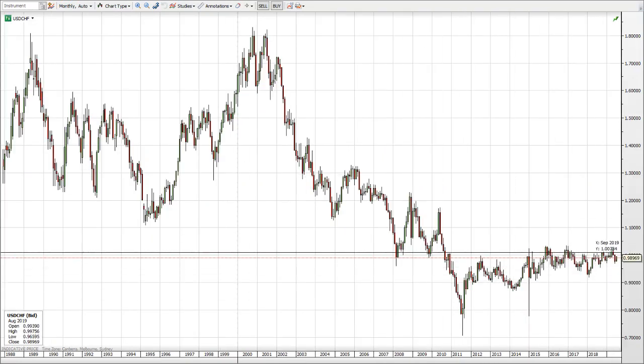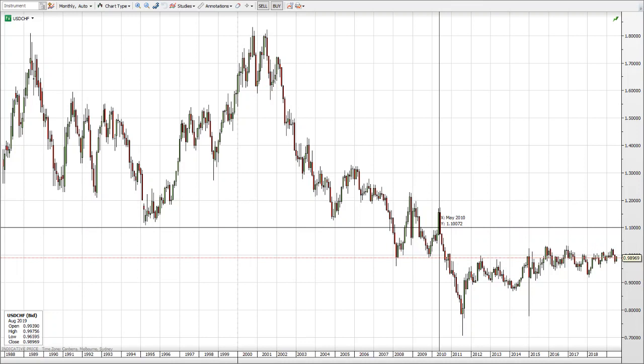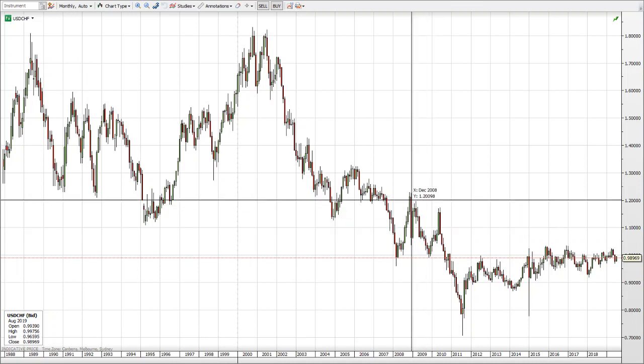So it's not really looking like anything just yet, but potentially it may be a good position to build later on.